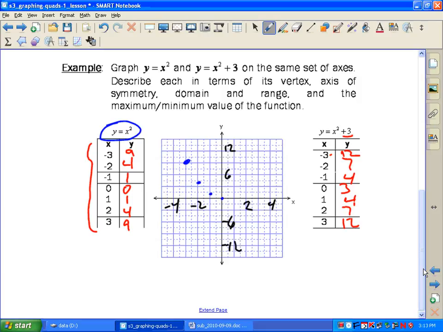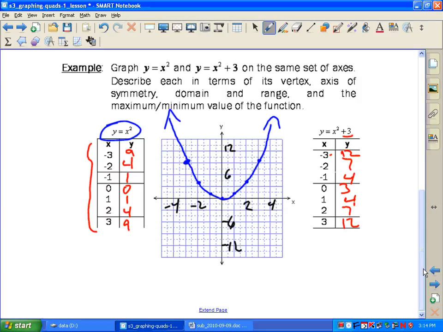0, 0, 1, 1, 2, 4, 3, 9. So what we get is a parabola that looks like this. And because the parabola goes on forever, you can continue the curve up and down. Okay? So that's what we get for y equals x squared.